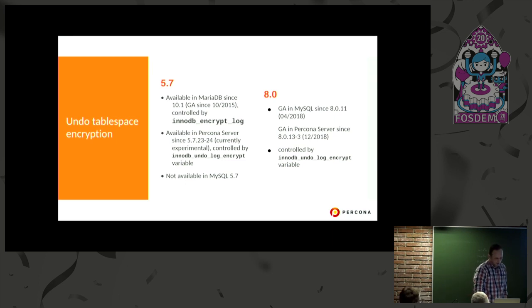So there are some limitations when you use this. Once you enable it, you can't actually disable it. You'll always need the keyring plugin to be loaded, because once it's turned on, the server can't guarantee that there aren't any unencrypted records in the undo tablespace. So this is not something you want to test on your production.